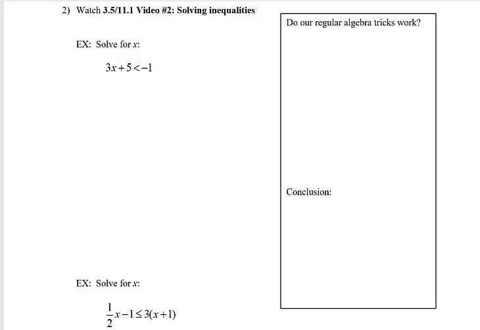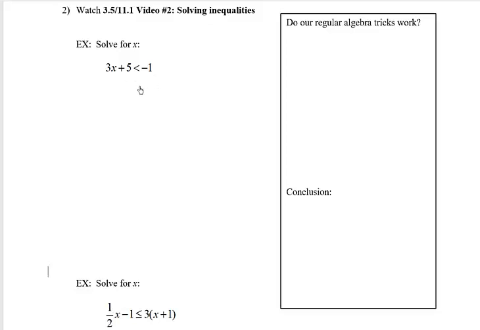This is video number 2 for sections 3.5 and 11.1, solving inequalities. Take a look at this first example. We're being asked to solve this for x. It kind of looks like an equation, and when you solve an equation for x, you're just trying to find the value of x that makes the equation true. It's the same thing here. I just want to know what x can I plug in here so that this will come out true.